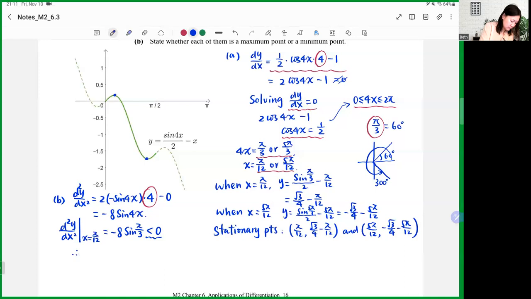So my conclusion, maximum point, pi over 12, root 3 over 4 minus pi over 12. And then the second substitution. So that means at this point, the concavity is up. So I have a minimum point.